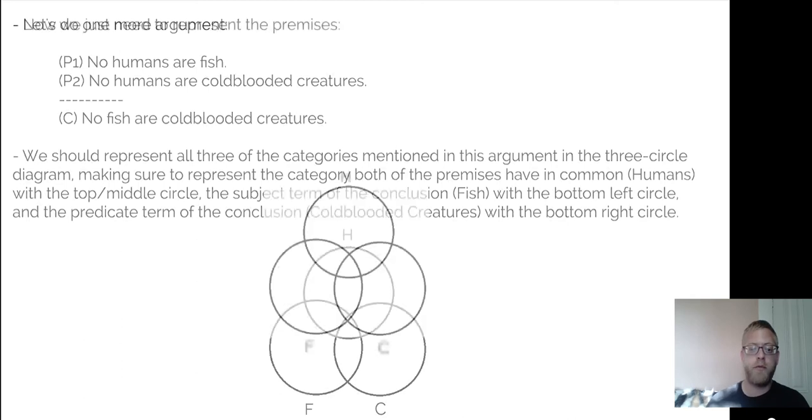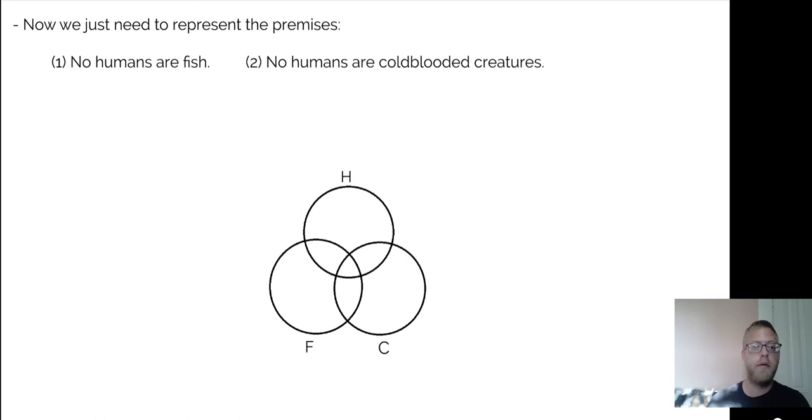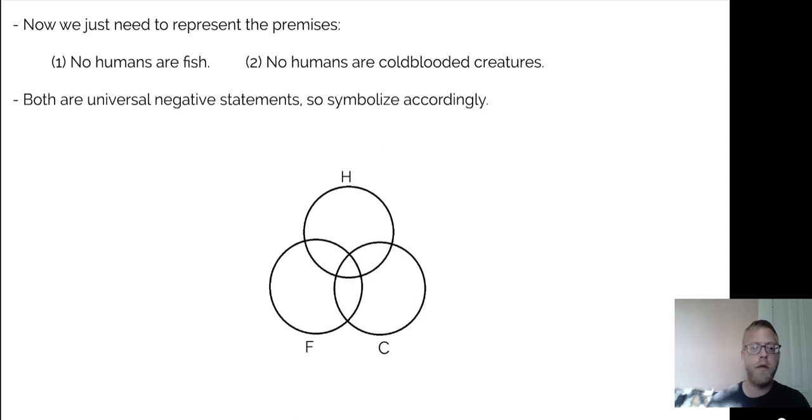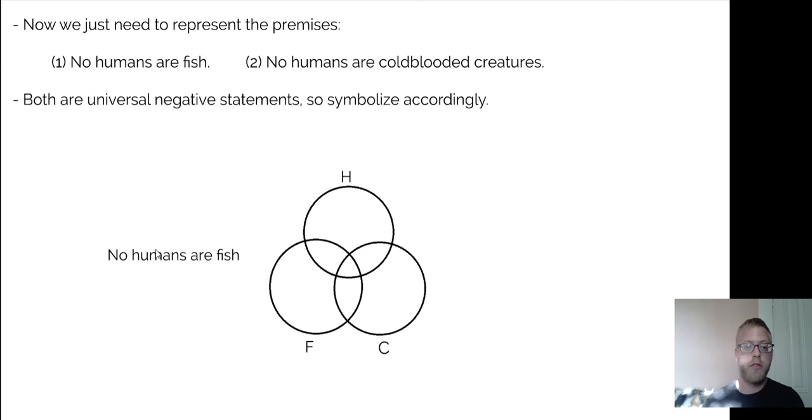Now we just have to represent the individual statements, the premises. What were they? No humans are fish. No humans are cold-blooded creatures. Okay, so they're both universal negative statements. So again, if you have to look at your phone or go back to look at that chart for how to represent universal negative statements, you can do that. So let's say no humans are fish. How do we represent that?